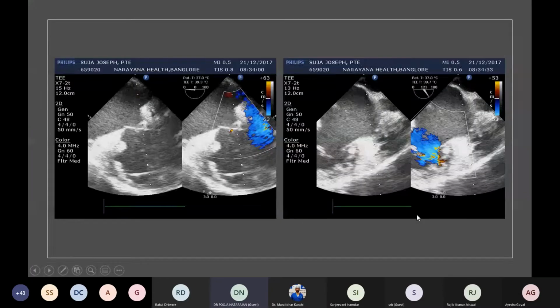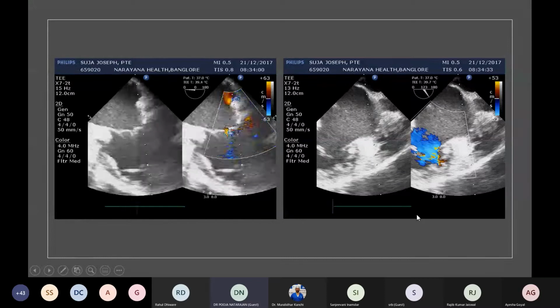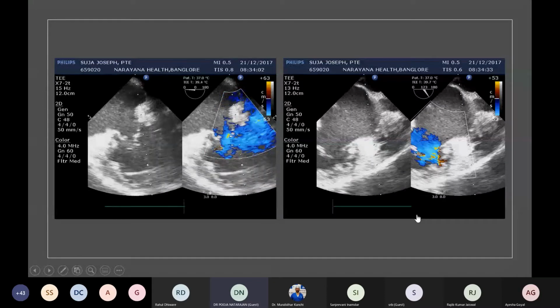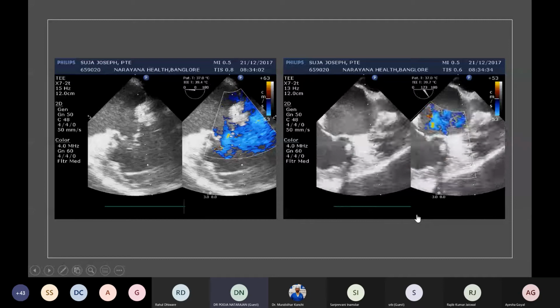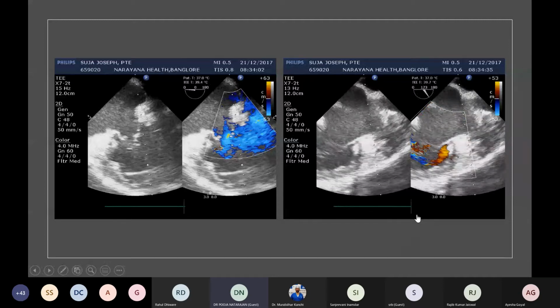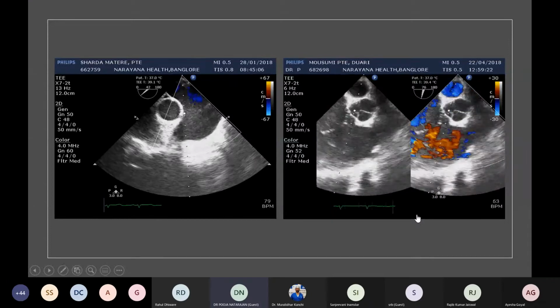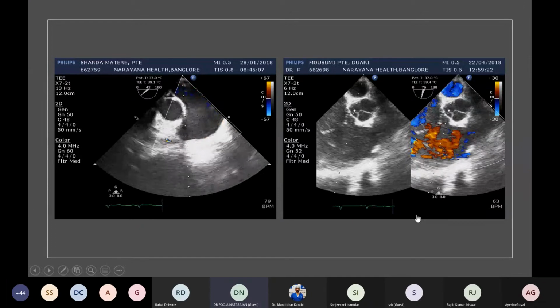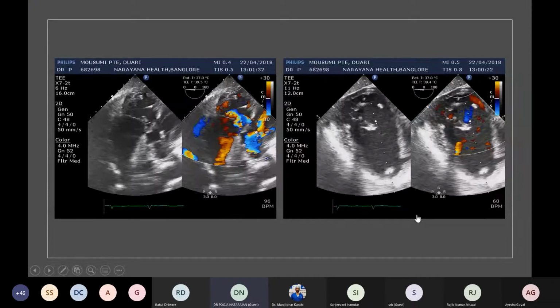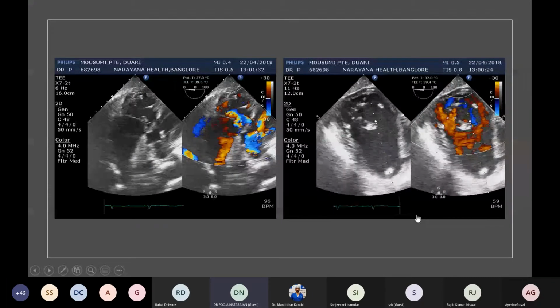I'll show you the movie. So this on the left hand side is the 4-chamber view with the modified component looking at the RA and RV, and on the right side we have the modified bicaval view, where we can look at the tricuspid valve. In the next, on the right side we have the RV inflow outflow view, and on the left side we have the pulmonary artery, that is the ascending aorta short axis view, where we can see the dilated pulmonary artery. This on the right side is the transgastric RV inflow outflow view.